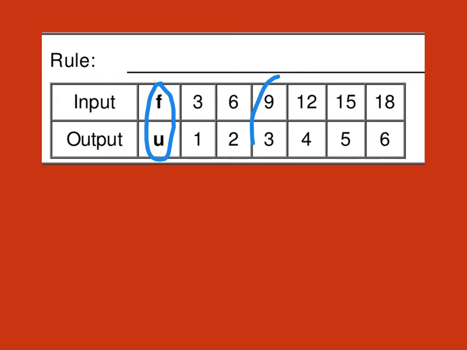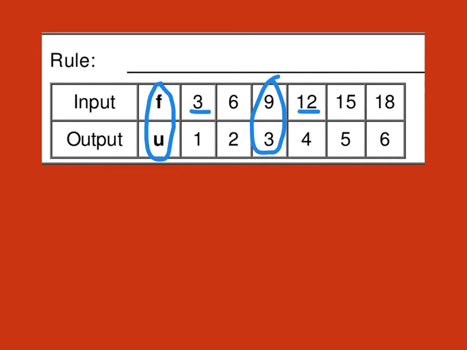When I look at the middle of my chart, how do I get from 9 to 3? Well, if I divide that 9 by 3, I get an answer of 3. What about if I divide 12 by 3? What do I get? Hey, I get 4. 15 divided by 3, I get 5. 3 divided by 3, I get 1.